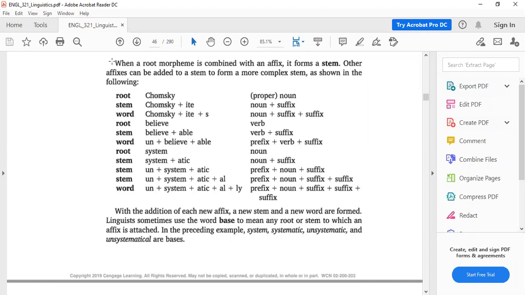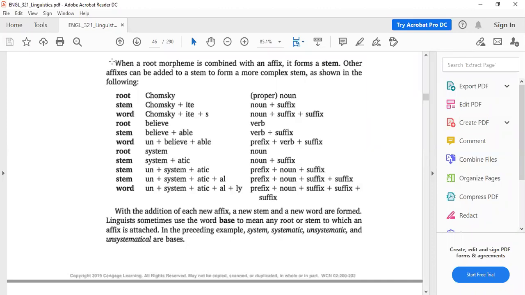So here we have noun plus suffix plus suffix. Can we add anything else to it? Maybe take the word believe, it's going to be easier and clearer to you. The root is believe. Don't say that be, the verb to be, should be the root. No. Be is different from believe. So the root is believe.